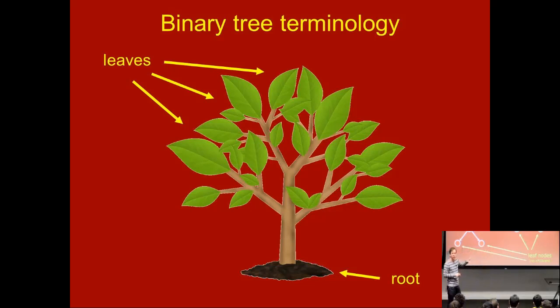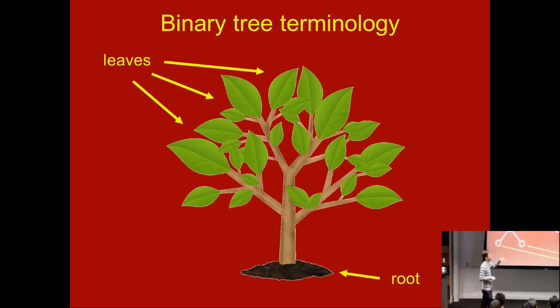OK, so this is a binary tree. It's usually drawn like this. It's also a bit weird because if you have a real tree, the root is at the bottom, right? And the leaves are at the top. Maybe unless you're in Australia. But somehow in computer science, it's always drawn like this, with the root at the top and the leaves at the bottom.